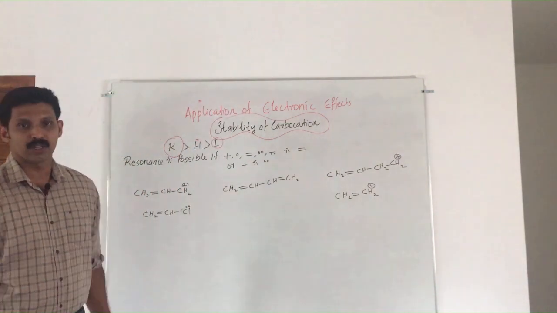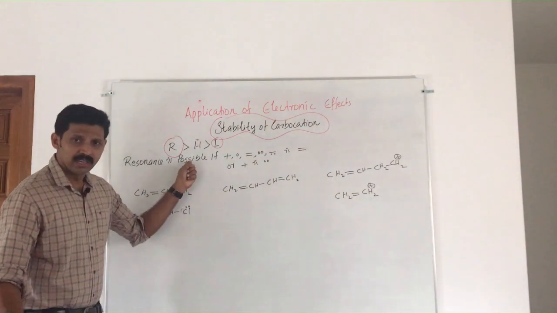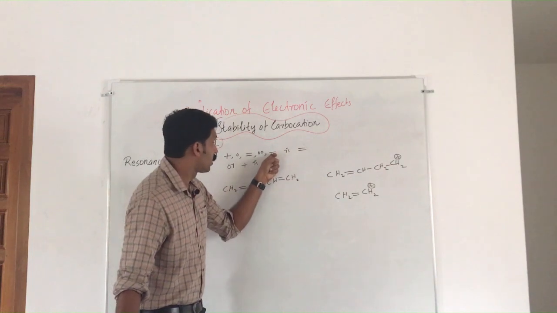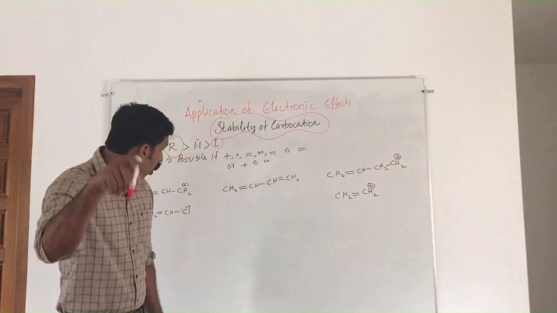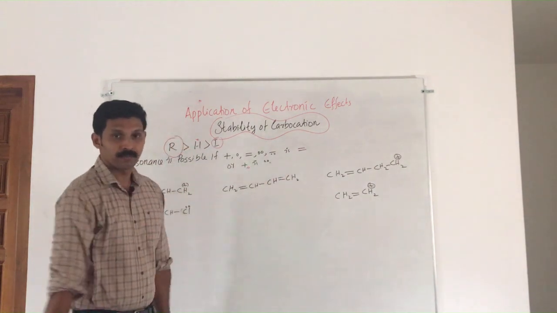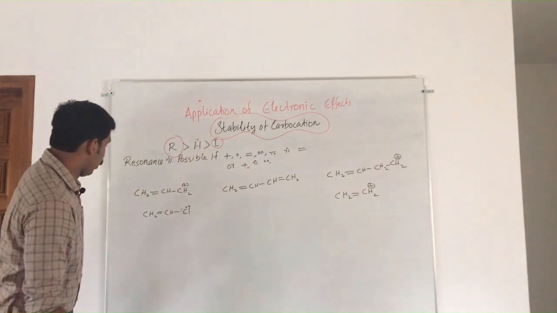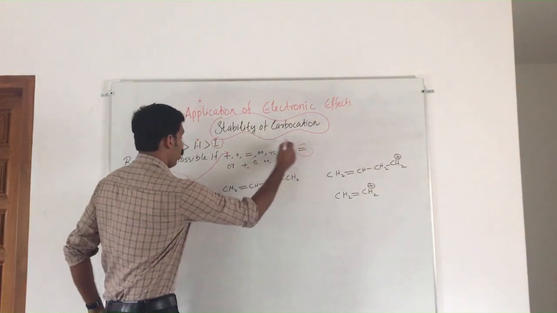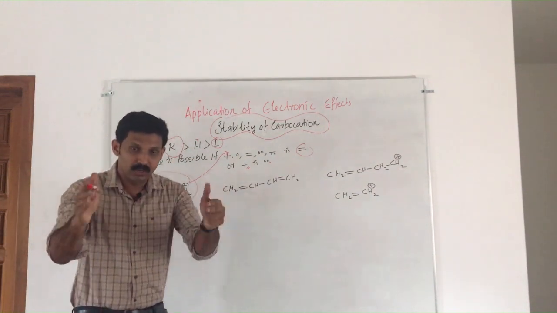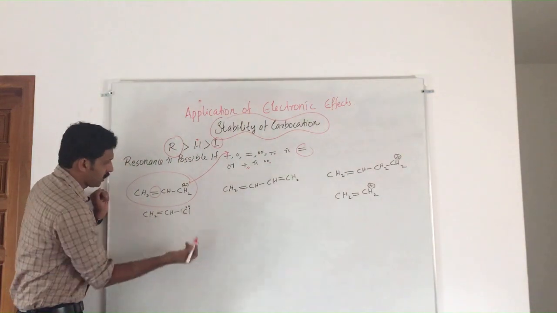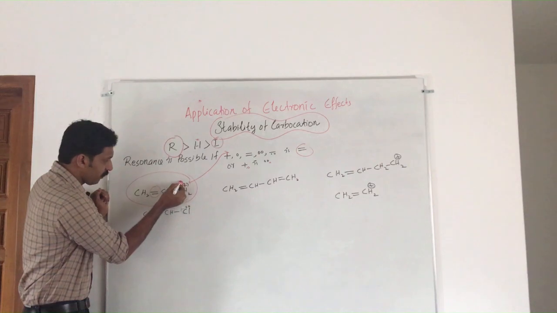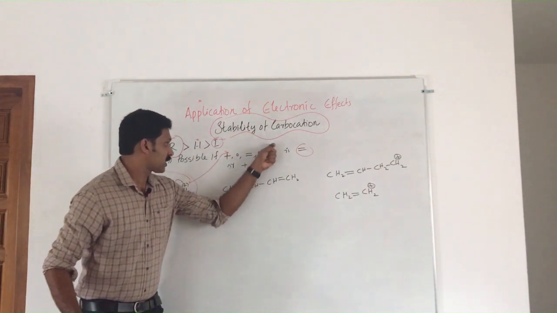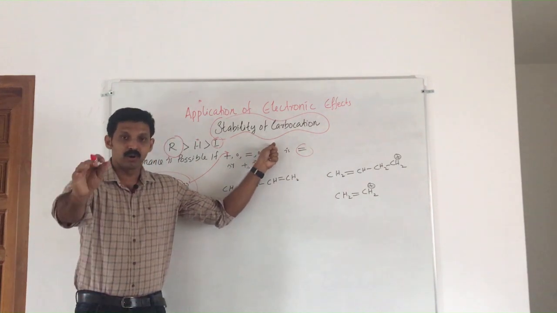Let us look at when resonance is possible. Resonance is possible if a plus charge, free radical, double bond, lone pair, or negative charge is in conjugation with a double bond, another double bond, or a plus is in conjugation with a lone pair. Let us look at what we mean by conjugation. Look at this molecule. There is a plus charge here and a double bond here. Now look at whether this plus and double bond are in conjugation or not. What does conjugation mean? There is a plus, then just after this plus you find a single bond, then a double bond. If you find a plus followed by a single bond and then a double bond, we can say that they are in conjugation.